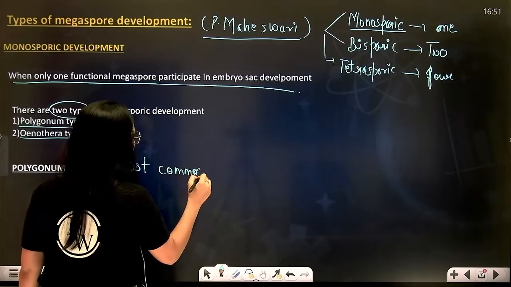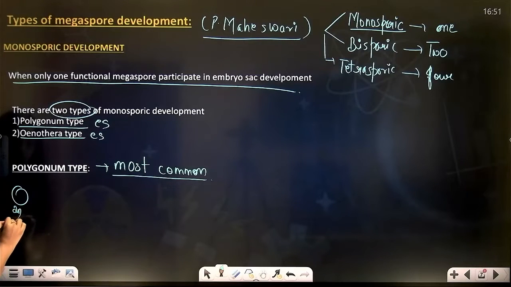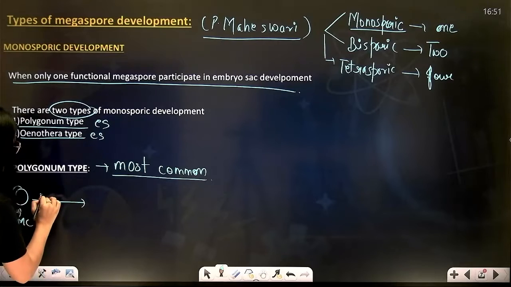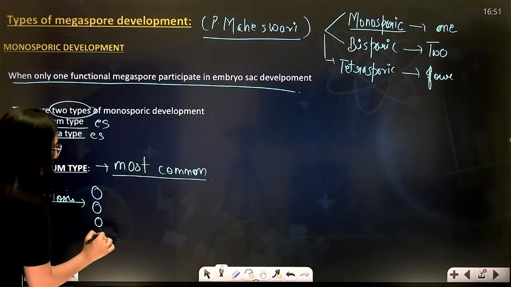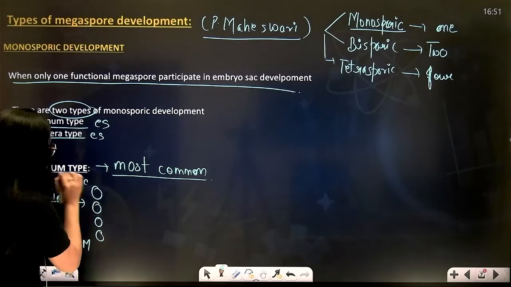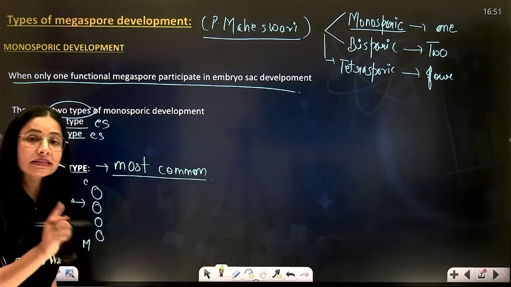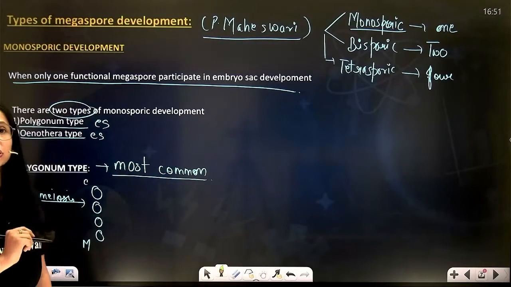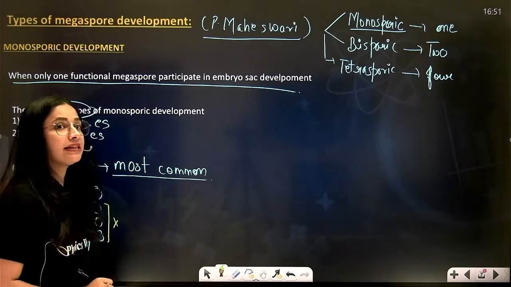Now what happens in this? See, you were having a diploid megaspore mother cell, correct? Towards the micropylar side, it undergoes reduction division to produce 4 haploid megaspores. Now please remember this thing, which one megaspore is functional. 3 towards the micropylar end get degenerated.